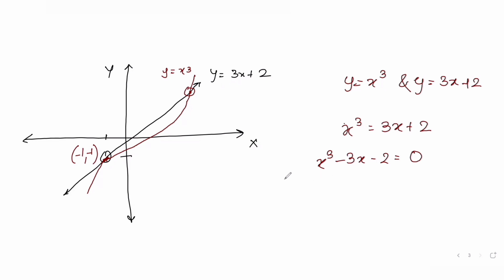Let's put x as 0 and check. So 0 minus 0, minus 2. That is also not equal to 0. So 0 is also not the factor here.